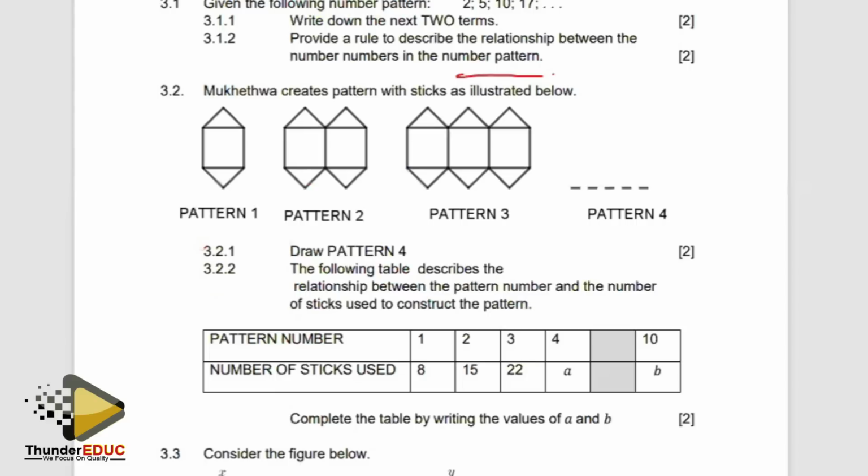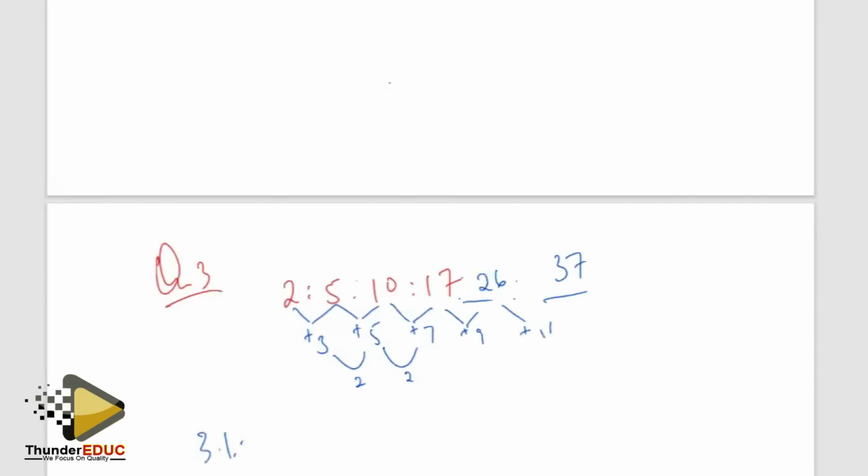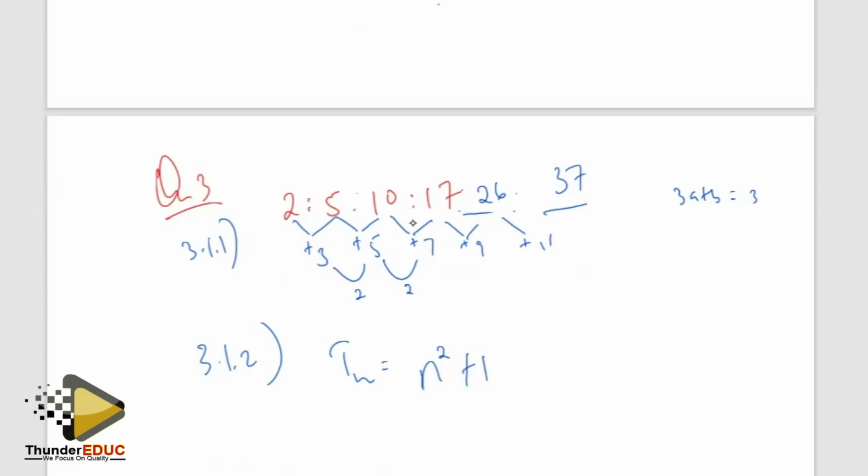Then 3.1.2, we need the rule. So the Tn is going to be n squared. So if we get the first number, we square it, and then we plus a 1. So after plussing a 1, let's check our pattern and see if it's going to give us that. So 1 squared is a 1 plus 1 is a 2. 2 squared is a 4 plus 1 is a 5. 3 squared is a 9 plus 1 is a 10. So this is the rule that we're having.